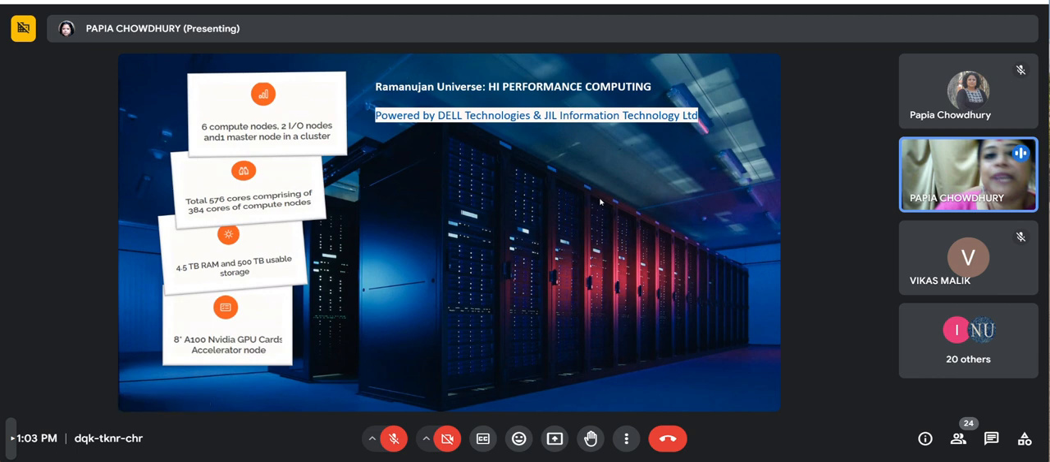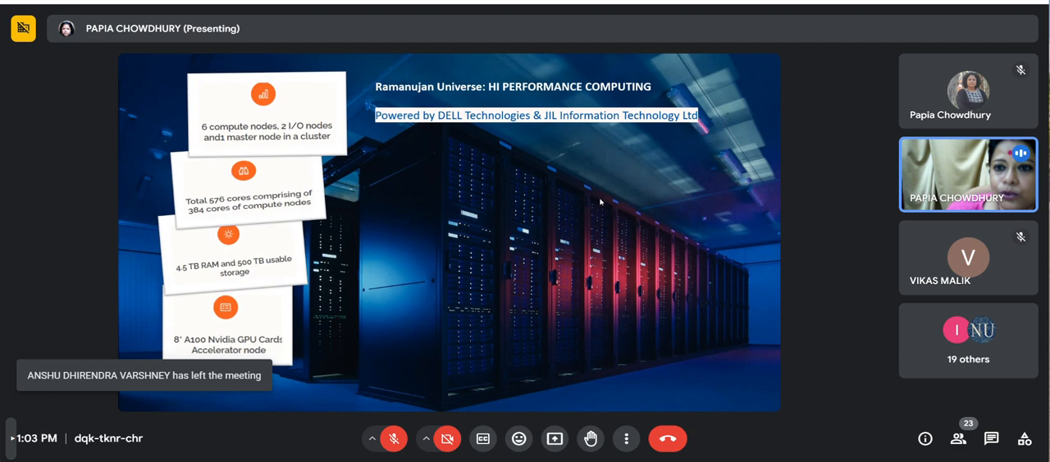In our institute, we have Ramanujam Universe, which is the high performance computing system, powered by Dell Technologies and Gene Information Technologies. In our HPC system, we have 6 compute nodes, 2 input output nodes, and 1 master node in the cluster. In total, we have 576 cores, comprising 384 cores of computing nodes.